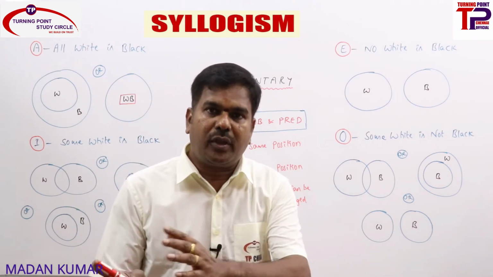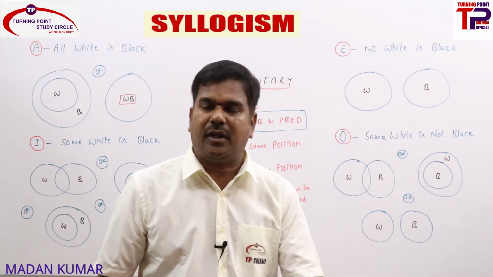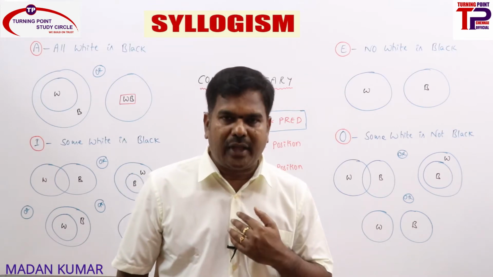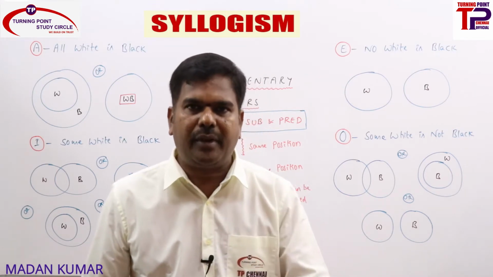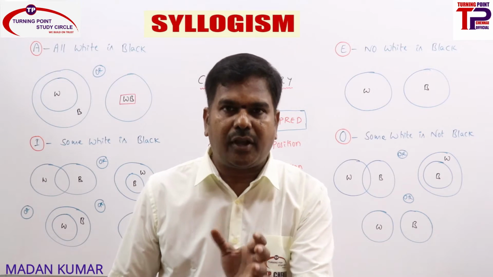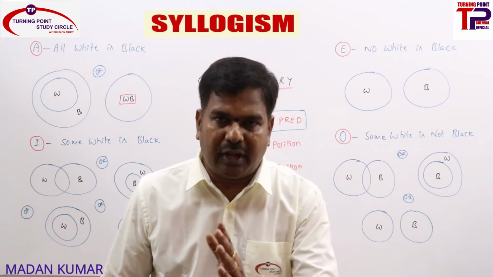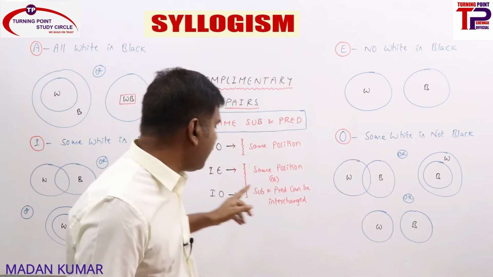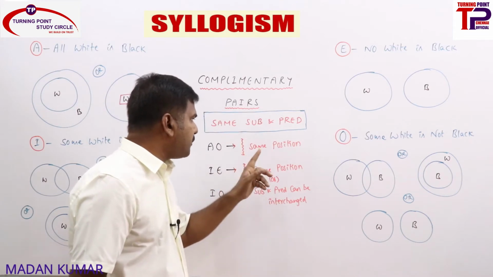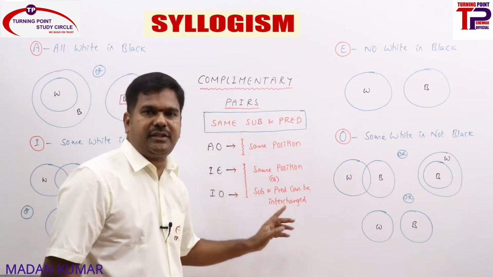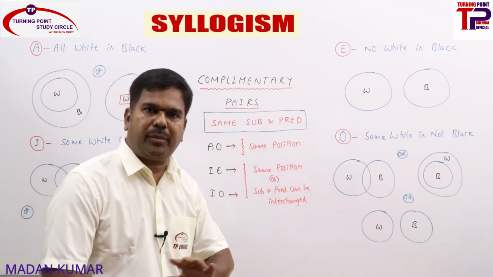In case subject and predicate are reversed, definitely not. So once we are telling that the AO pair is a complementary pair, the subject and predicate of A and O must be the same. That one you need to remember. For the IE and IO pair, subject and predicate need not be the same; even if the position is interchanged, no issues. So subject and predicate can be interchanged.